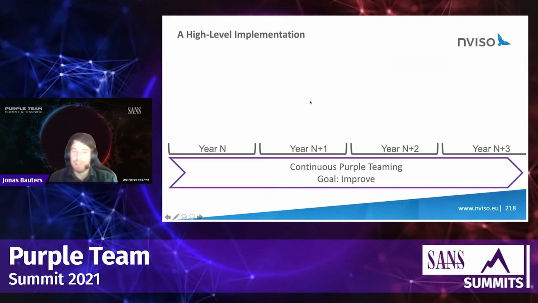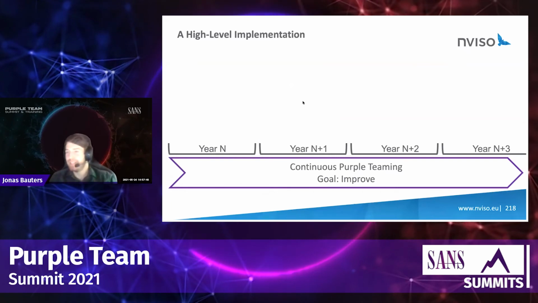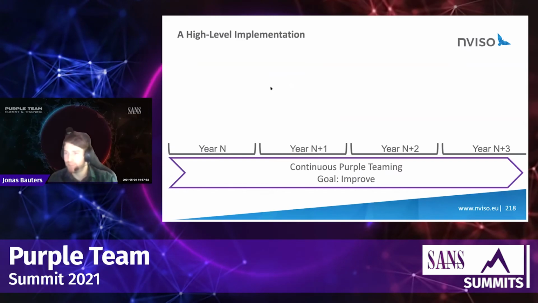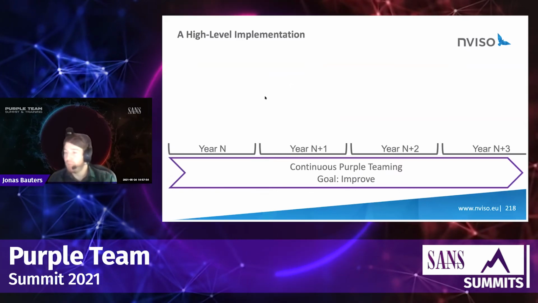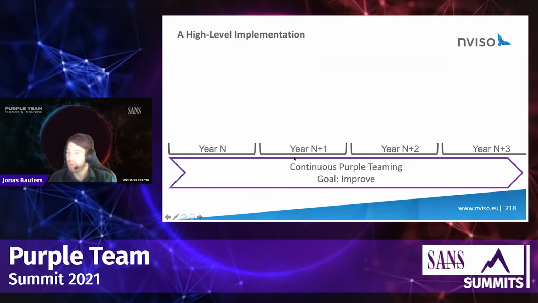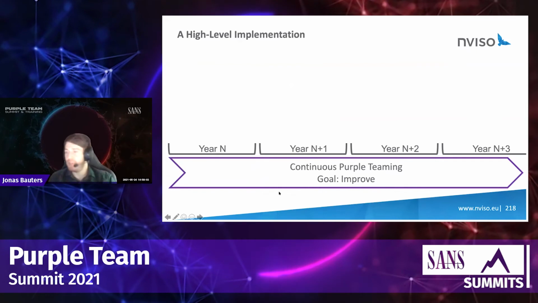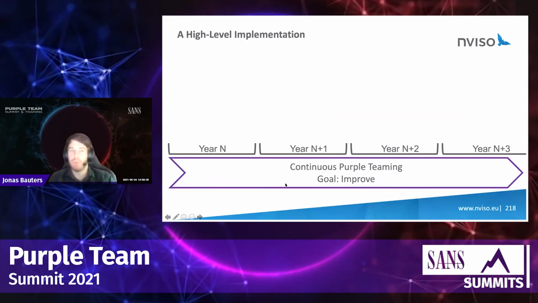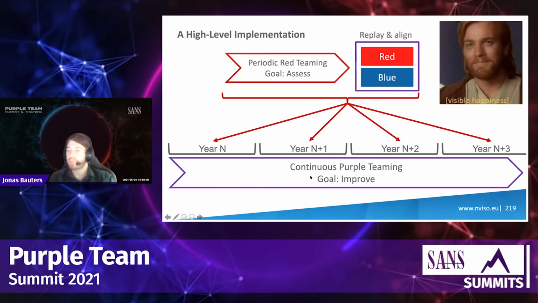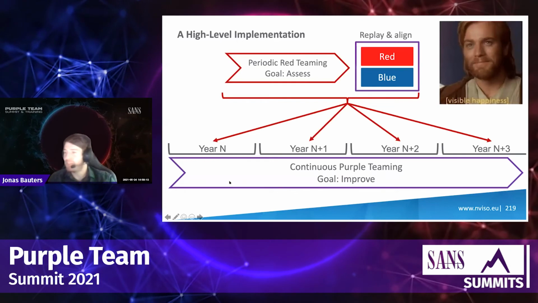So this was the theoretical aspect. So now we have a view on a practical implementation, albeit high level, of how we implement these concepts and these types of testing. So for purple teaming, the goal is to move to a continuous form with the objective of improving defenses. That's continuously, so year after year.